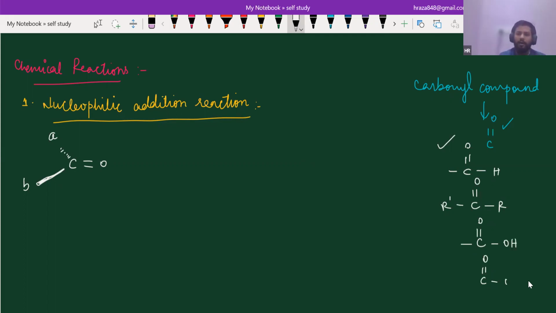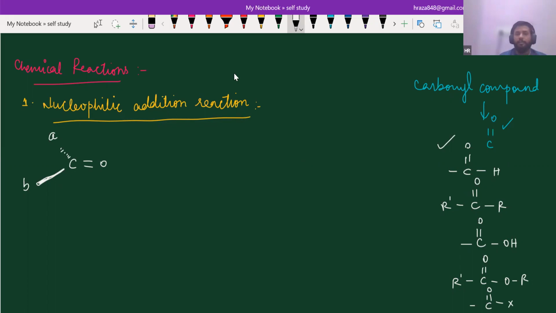C double bond OOR and R dash, this ester is also a carbonyl compound. C double bond OX, this acyl halide is also a carbonyl compound. So basically, in any functional group, if C double bond O is present, that is known as a carbonyl compound. This chapter is also known as carbonyl compounds instead of aldehydes, ketones, and carboxylic acids. So we are going to study the chemical reactions of carbonyl compounds, and here specifically we will talk about ketone as well as aldehyde.